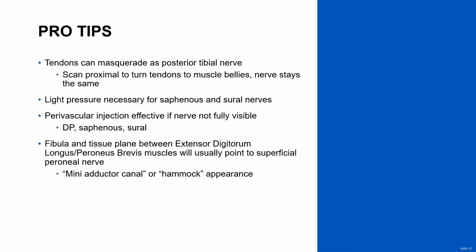As discussed in the superficial peroneal nerve block, the fibula and the tissue plane between the extensor digitorum longus and peroneus brevis muscles will usually point to the nerve. It almost takes on a mini adductor canal or hammock appearance.